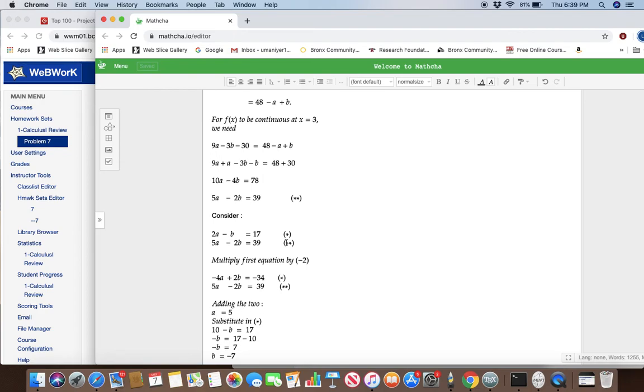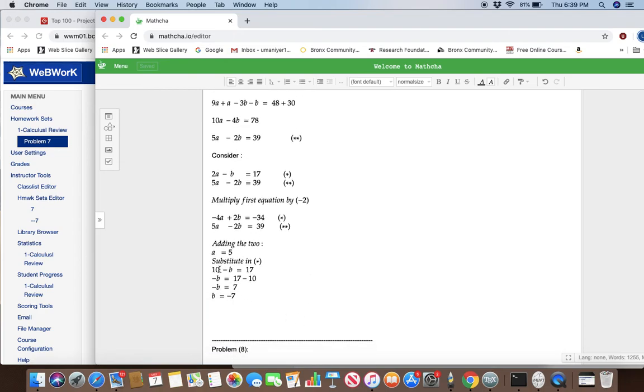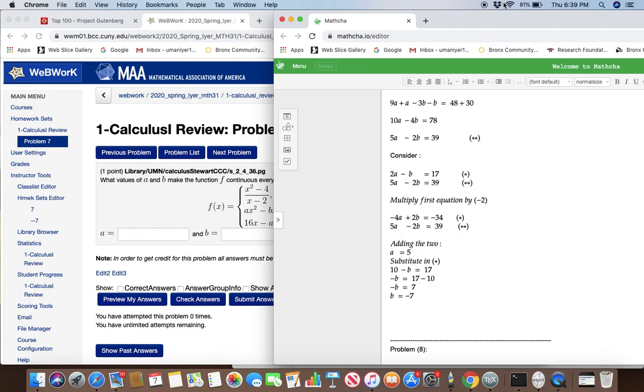Substitute in either one of these. I'm just substituting in the first one. 2 times 5 gives me 10. 10 minus b is 17. Move the 10 over. Minus b is 7. So b is negative 7. So I have a equals 5 and b equals negative 7.